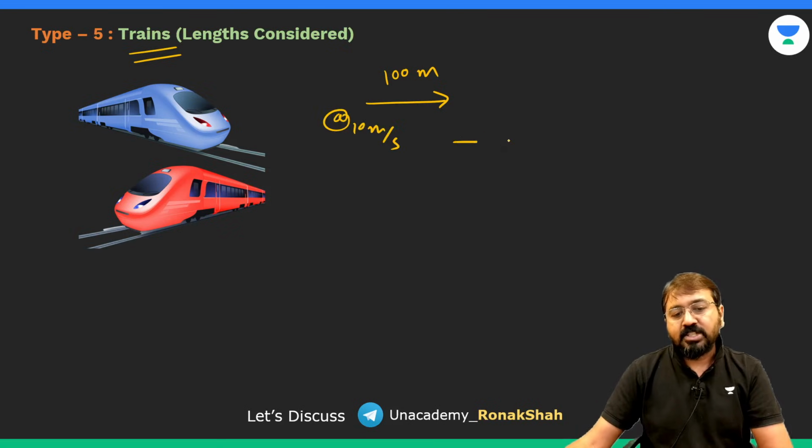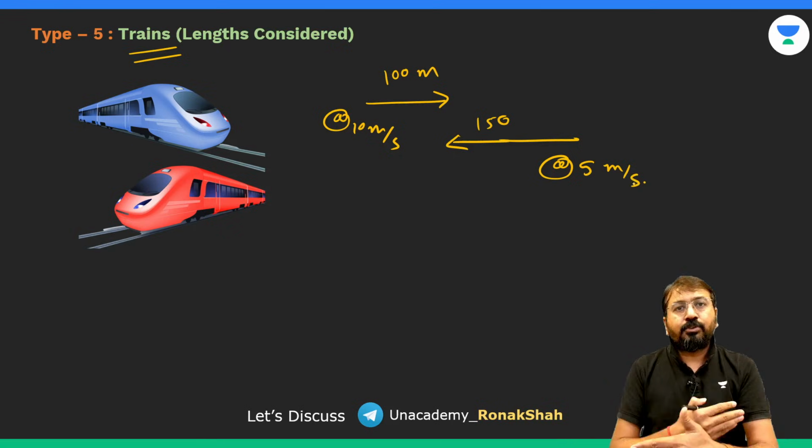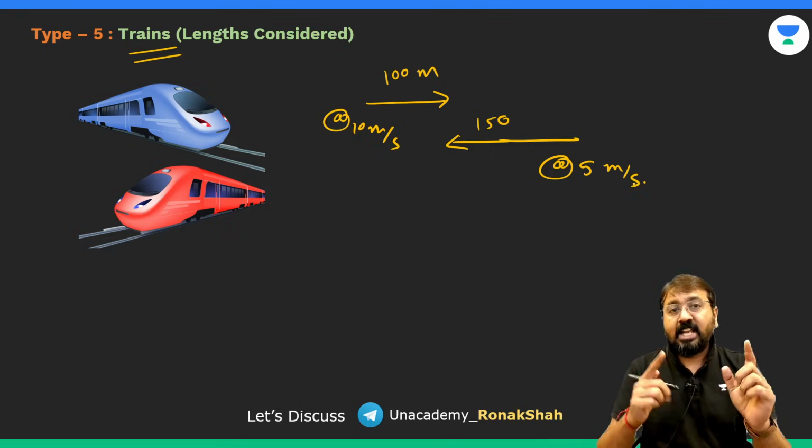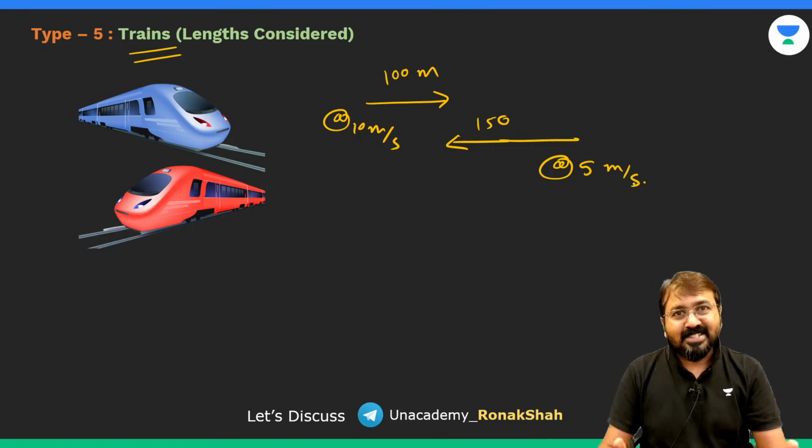There is another train which is 150-meter long, traveling at a speed of say 5 meter per second. So in how much time will both the trains cross each other? You know that when two trains want to cross each other, they'll have to travel a total distance equal to the sum of their lengths. So here the two trains will have to travel a total distance of 250 meters.